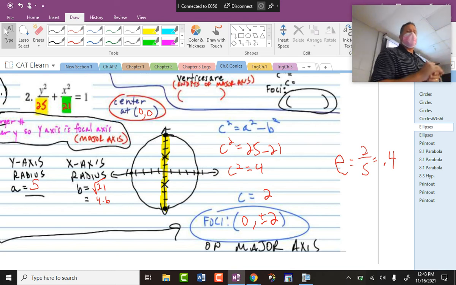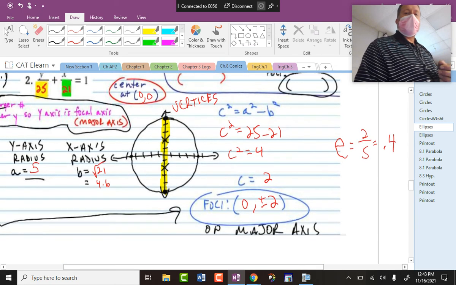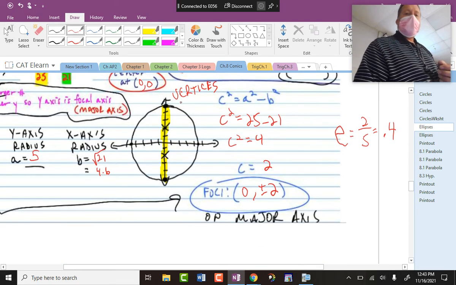You know what else they do though? They do call these the vertices. So let's put that down real quick so we have a term. Oh, they're up here. Vertices, endpoints of the major. Oh no, that's for the next one. I'm a maroon. It's 0, comma, plus or minus 5.